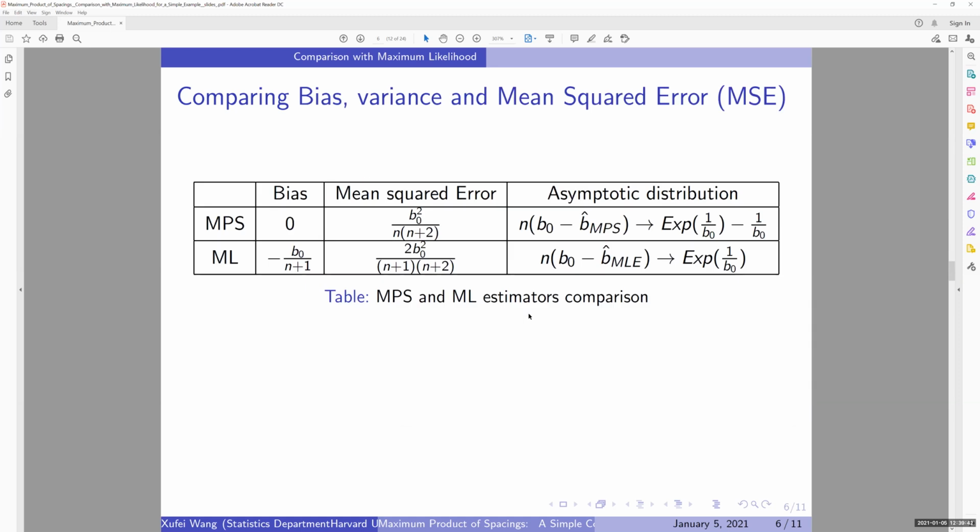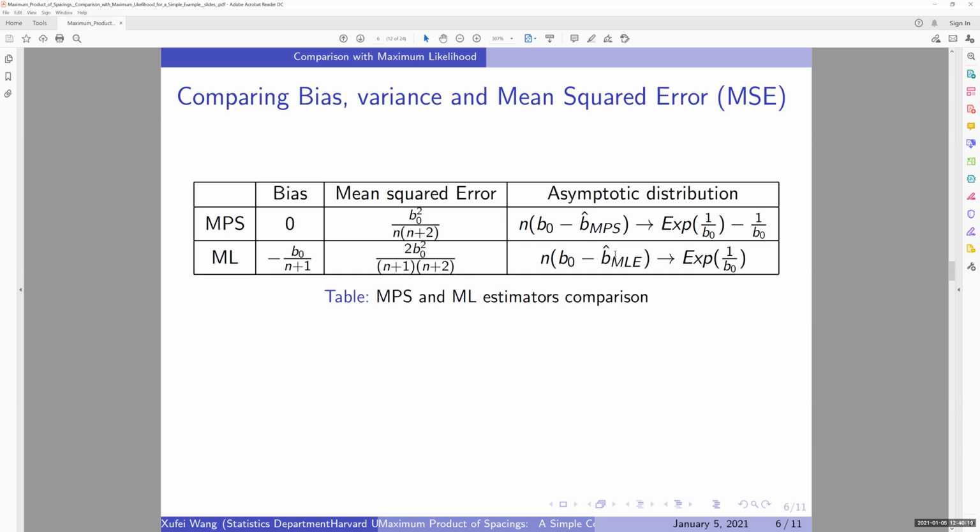So let's compare these two estimators. First, we know that the MLE estimator is biased, because the estimate is the maximum value, which by definition is always smaller than the true B0. But the MPS estimator is unbiased, because it creates additional spacing between the maximum value and the upper bound. For the mean square error of these two estimators, we can easily see that the MLE's mean square error is almost twice as much as the MPS's.